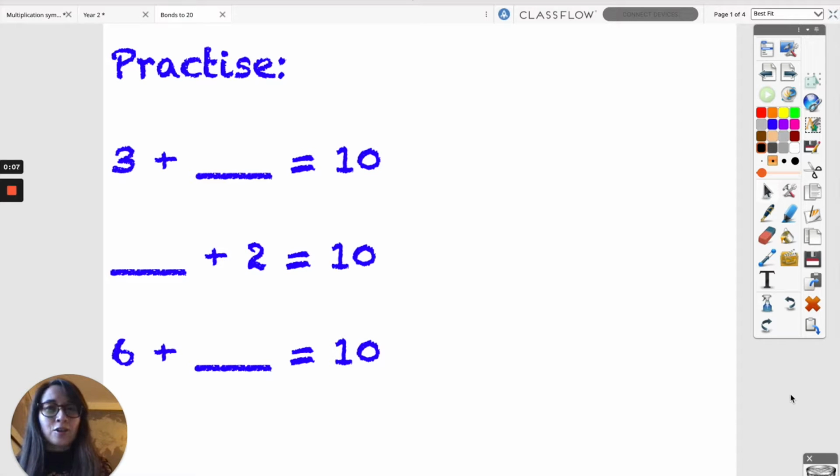Yesterday's lesson, you practiced your bonds to 10. Today's lesson, you're going to be practicing that again and also learning something new. So right now, there are 3 questions on your screen for some bonds to 10 practice. You're going to pause the video and answer these 3 questions, and when you're finished, you are going to play the video again and I'll show you your answers.